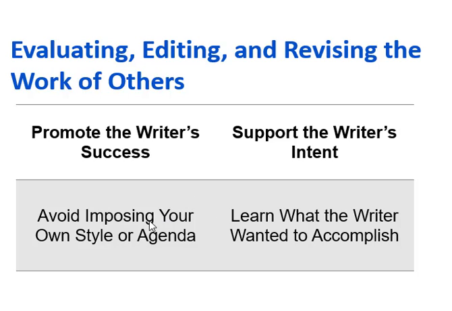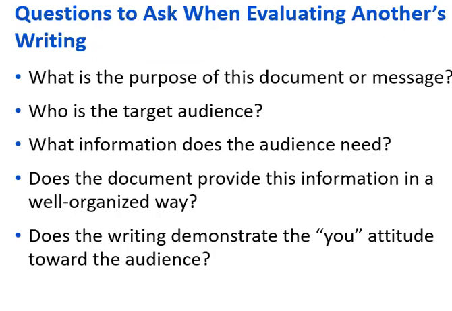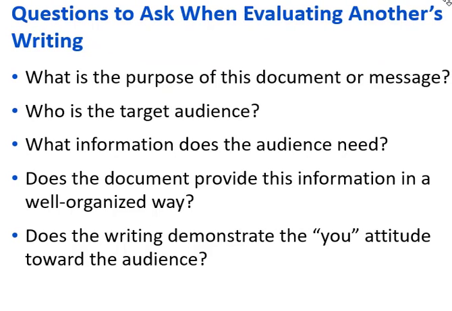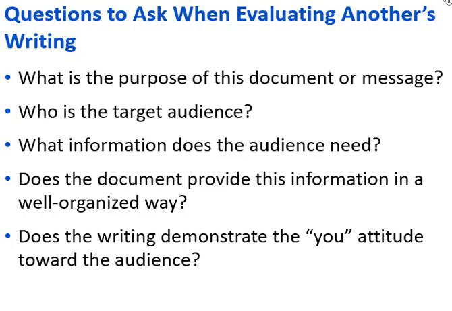You want to avoid imposing your own style or agenda and learn what the writer wants to accomplish, again, when it's not you that's doing the writing originally. What are some of the things that you want to ask when you look at somebody else's writing? Again, it's not that these things are necessarily irrelevant when you're talking about your own writing. They can be relevant, but they're especially important when you're looking at other people's writing because, again, you're not looking to impose your own agenda. What you're looking for is to make sure that the other person's writing is appropriate for whatever audience there is.